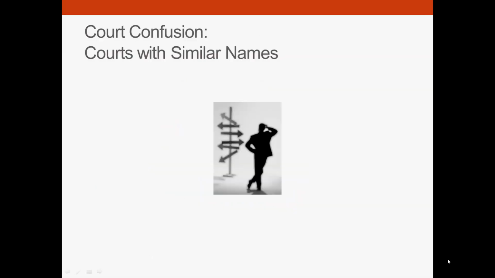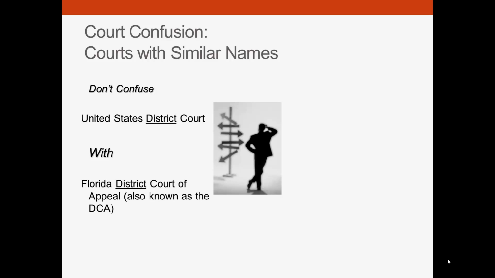Court confusion. Courts with similar names. Some courts have very similar names, so it is important not to confuse them. For example, when referring to the district court in Florida, don't confuse the United States District Court with the Florida District Court of Appeals. Most lawyers in Florida call the District Court of Appeals the DCA.